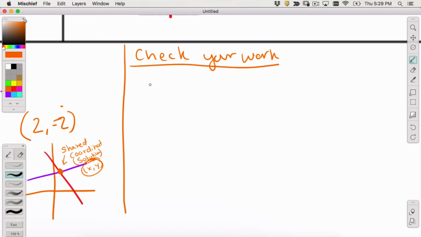So let's look at this top one. Our shared coordinate point that we found was (2, -2). Let's see if it works. So I'm going to look at the top one. I'm going to use this pretty color. The first one was x minus 2y equals 6. And the second one was y equals -2x plus 2. All right, we got our x value, we have our y value. So I'm going to substitute all this into both of these equations.